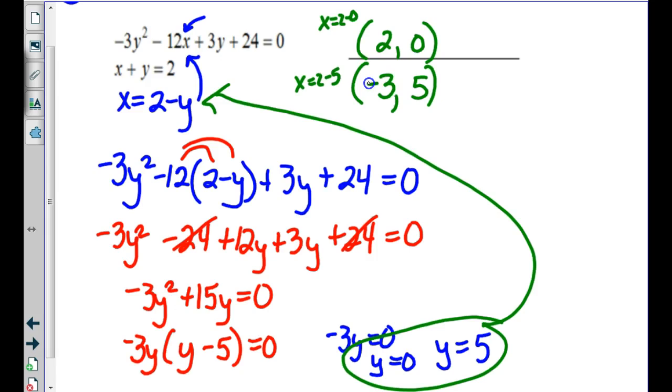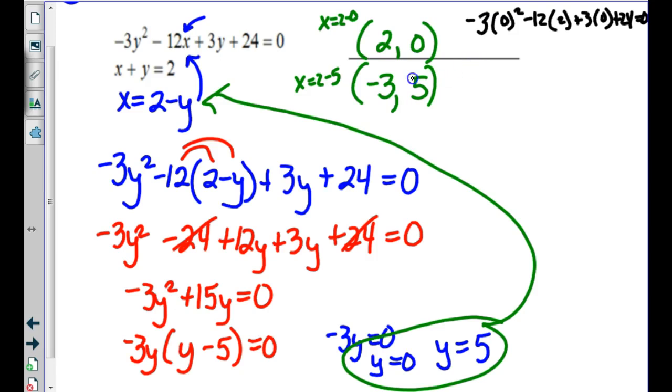Now, these are miserable to check, but you have a calculator, right? So the top equation, negative 3 times 0 squared minus 12 times 2 plus 3 times 0 plus 24 is supposed to equal 0. This would be 0 minus 24 plus 0 plus 24 equals 0. That one's working pretty well.